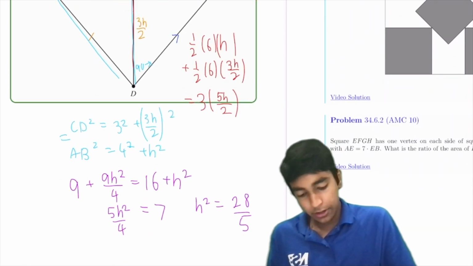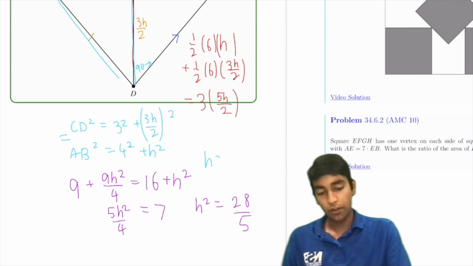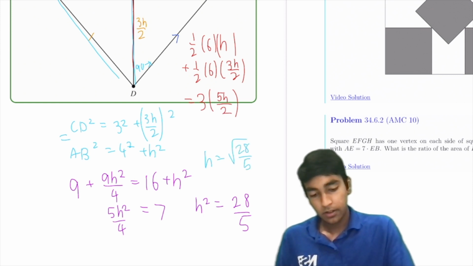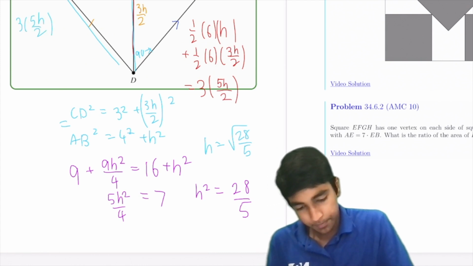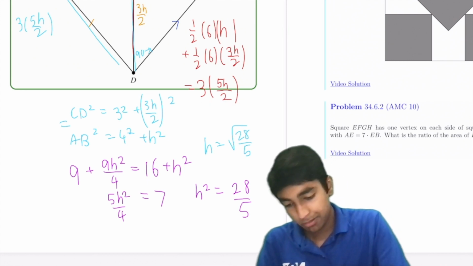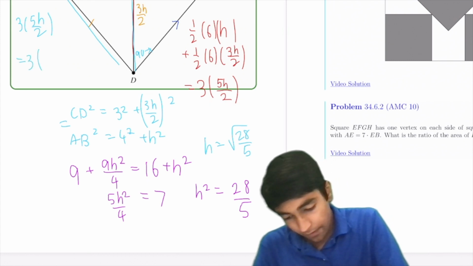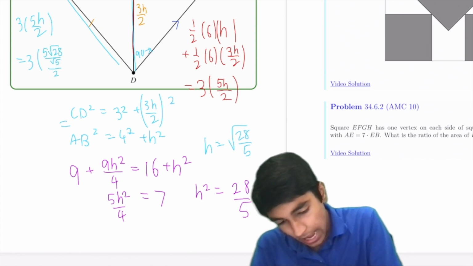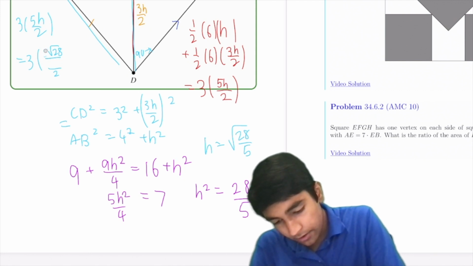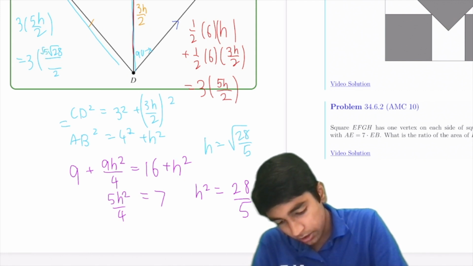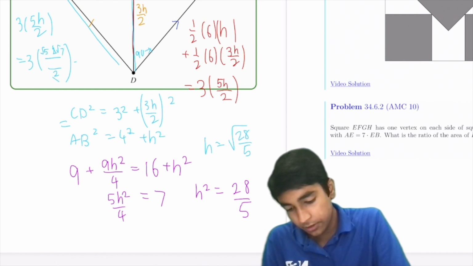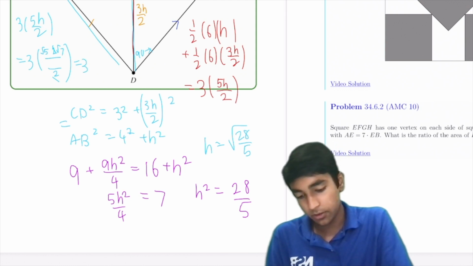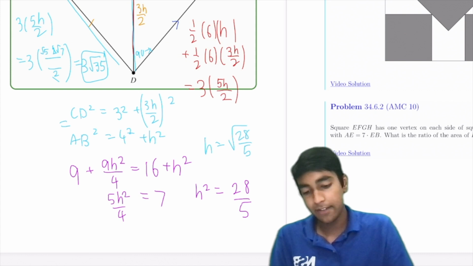And we know h is just the square root of 28 over 5. So then 3 times 5h over 2, this quantity over here, which is our answer, we can just plug that in. 3 times 5 times root 28 over root 5, over 2. And 5 over root 5 is just root 5. So root 5 times root 28 over 2. Root 28 is just 2 root 7. Cancel, cancel. This is left to 3 times square root 5 times square root 7, which is root 35. So 3 root 35 is the answer.